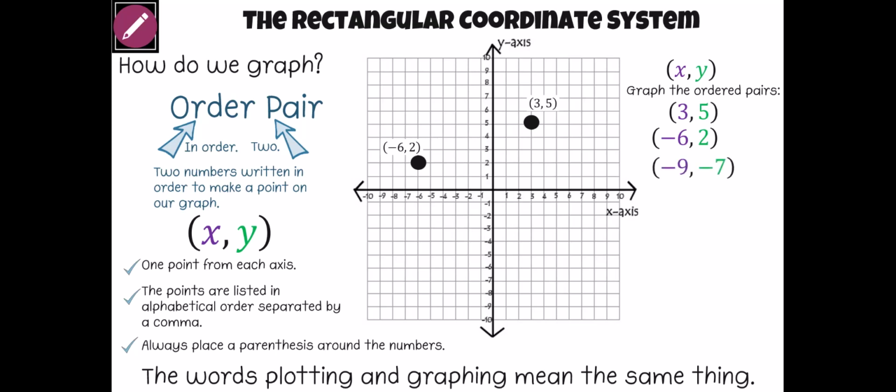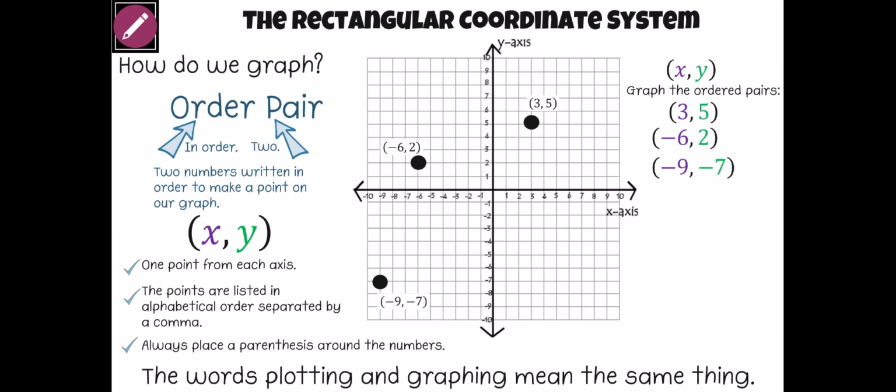What about -9, -7? No problem. -9 is our x. We start from the center, also called the origin, which I'll mention in a minute. And we go to -9. From there, we go to -7. And we put our dot. That ordered pair is -9, -7.